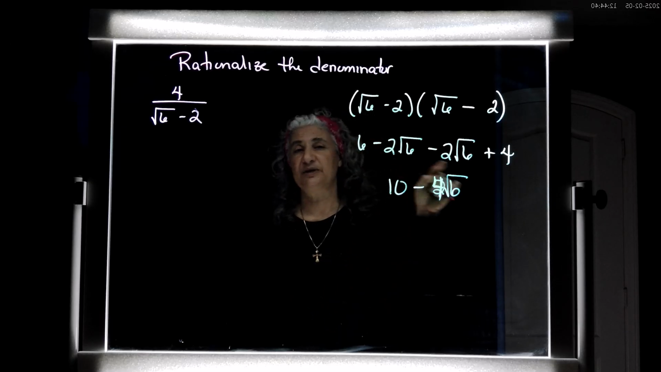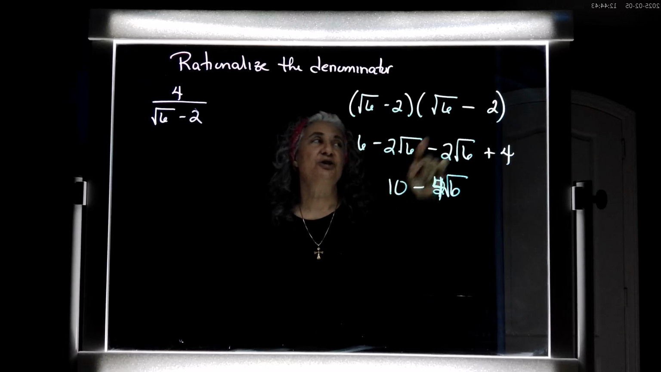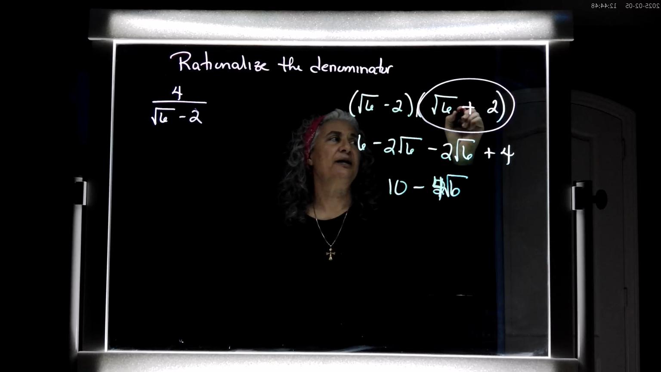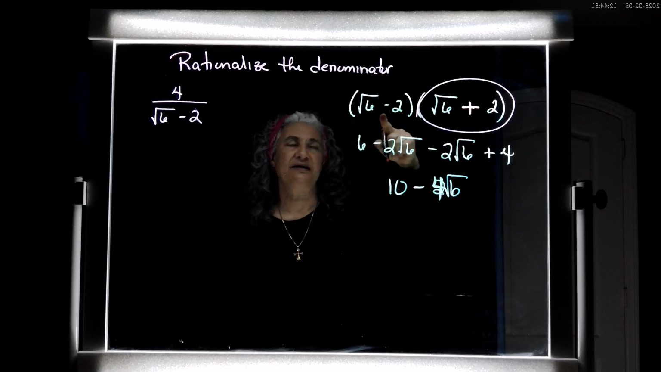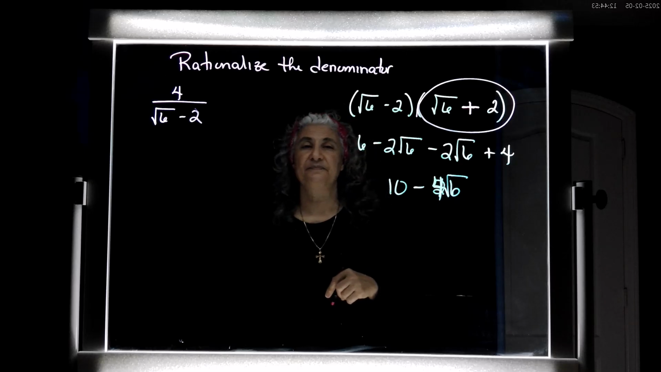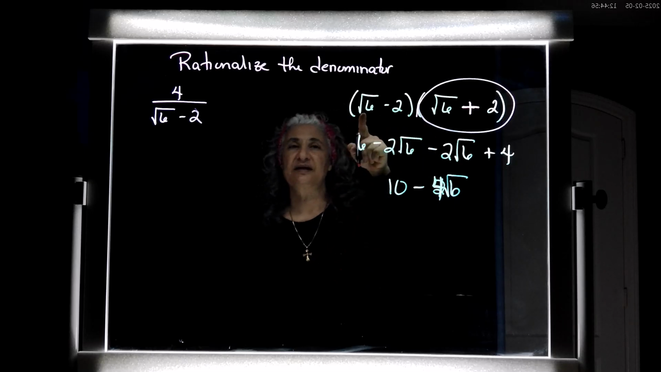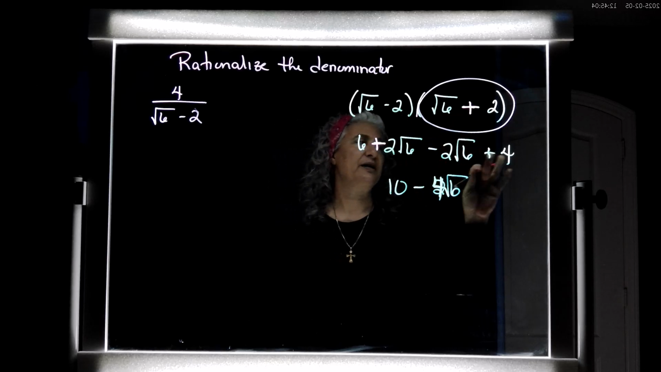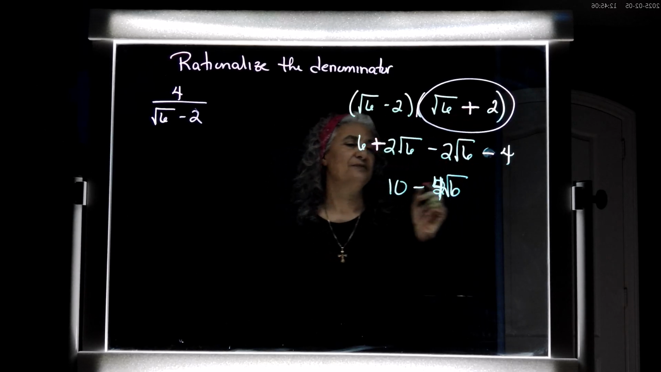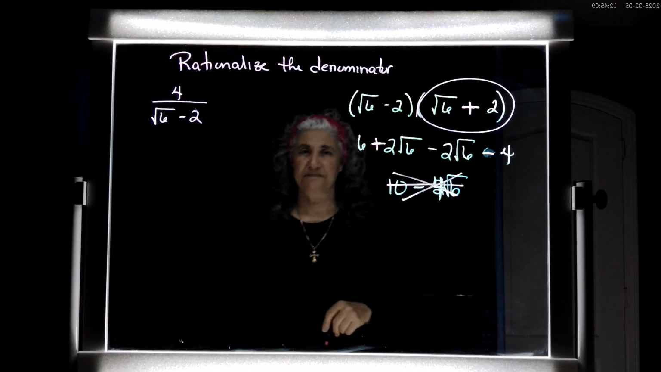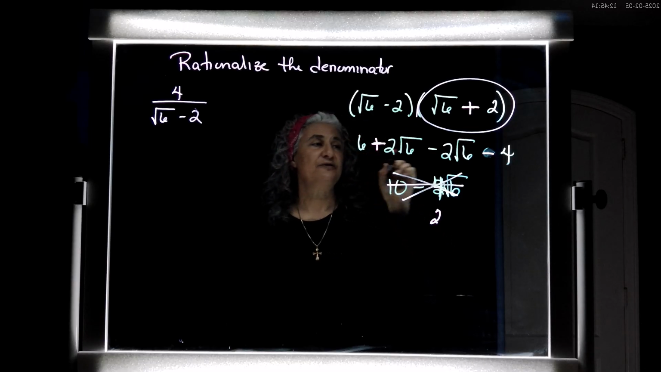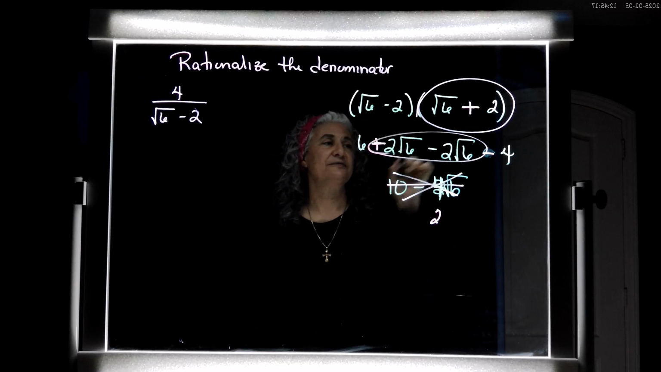I need one of these guys to be negative. So I am going to multiply by the same two terms, but I'm going to multiply by the opposite sign of what we originally were given. Which means I still get the 6, but now I get a positive 2 root 6, a minus 2 root 6, and now this becomes a negative 4. That's going to change this answer completely. 6 minus 4, positive 2 root 6 minus 2 root of 6.